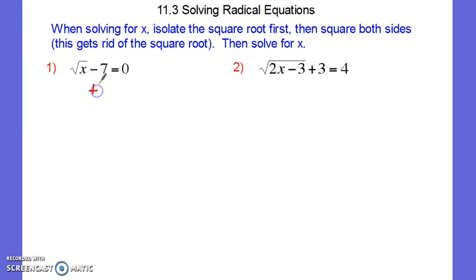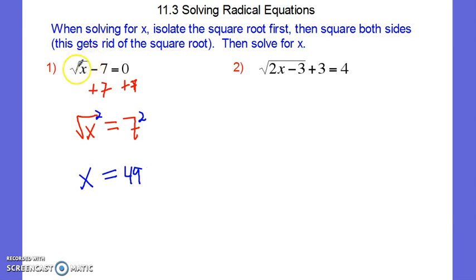So the first step I would take is let's add 7 to both sides. By doing so, we've isolated it. Minus 7 plus 7 becomes just the square root of x on the left, and 0 plus 7 is 7 on the right. Now we are fully ready to go ahead and square both sides. Now I can square the square root and square the 7, and x, because square root squared cancels, will end up equal to 49. And if I took 49 and put it back in, the square root of 49 would have been 7, minus 7 gives us 0, and that is a good answer.